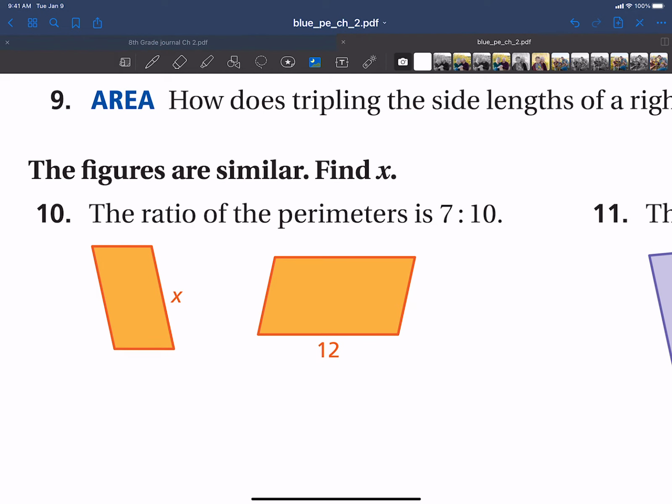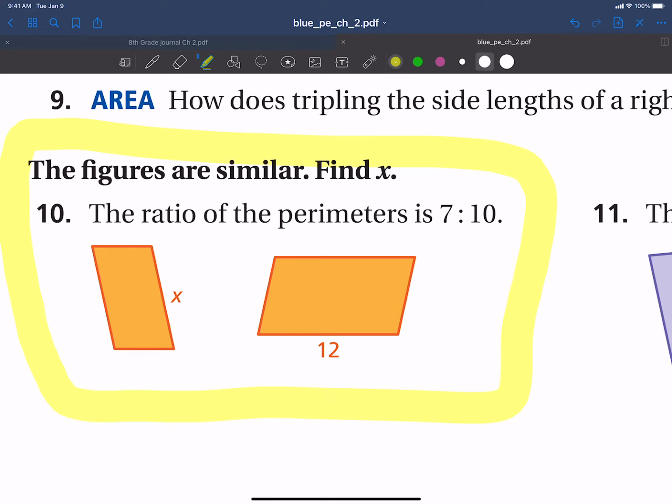The figures are similar, find x. The ratio of the perimeter is 7 to 10. Now, how do I write 7 to 10 as a fraction? Okay, wonderful. I'll wait till you guys write all that down. Could that mean that x could be 7 or 10? Not really. I'll explain it in a second, okay? It is a very weird one.